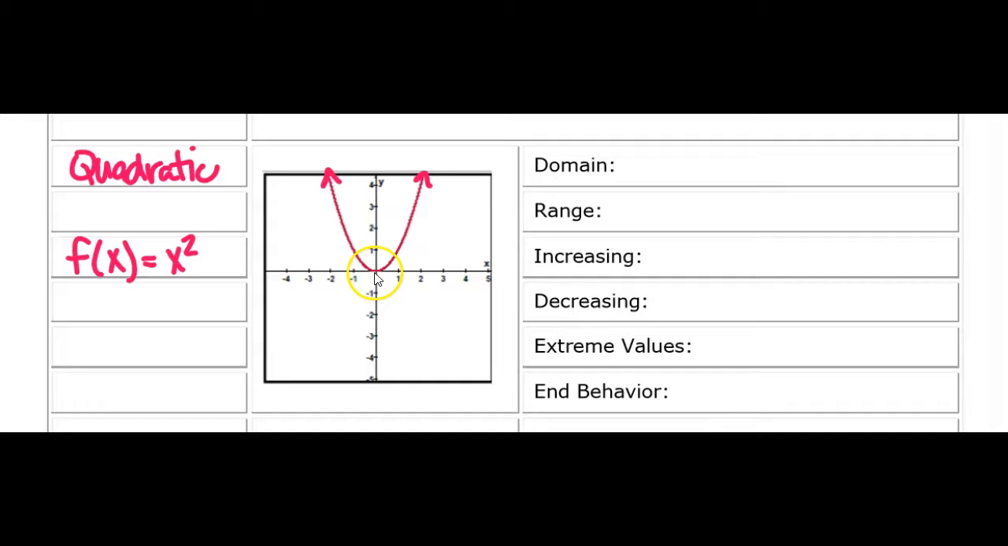So again, when we take 0 and we square it, we get 0. 1 squared is 1. 2 squared is 4. Negative 1 squared is still 1, and so on. So go ahead and pause this video, see if you can fill in this information about this graph.